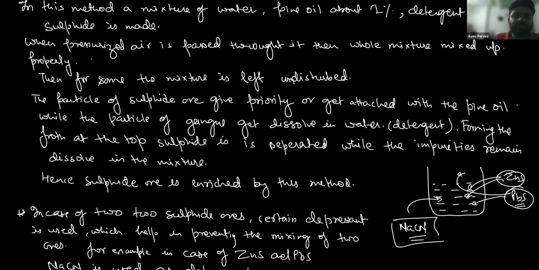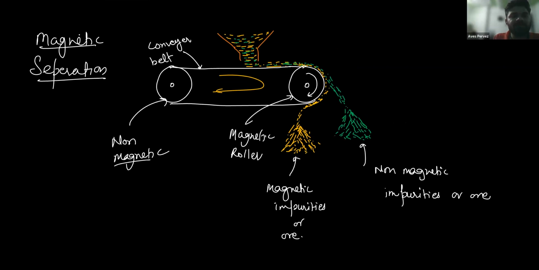The next one is magnetic separation. It is used for the enrichment of ore, in which either the ore or the gangue, one of them, has magnet attracting particles. So what happens in the magnetic separation? Let me explain. What happens in the magnetic separation?